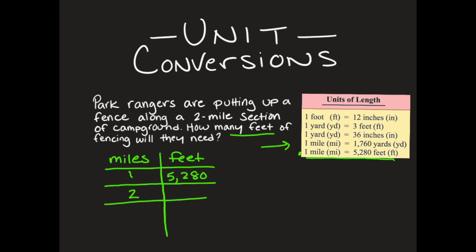So what I could do is take 1 mile, which is 5,280, and now I could multiply it by 2, because not only do I need 1 mile worth of fencing, I need 2. So I'm going to take this right here, and I'm going to go ahead and multiply it by 2. 2 times 0 is 0. 2 times 8 is 16. 2 times 2 is 4 plus 1, 5. And 2 times 5 is 10. So now I would need 10,560 feet of fencing. I'm going to go ahead and put that number here in the chart.